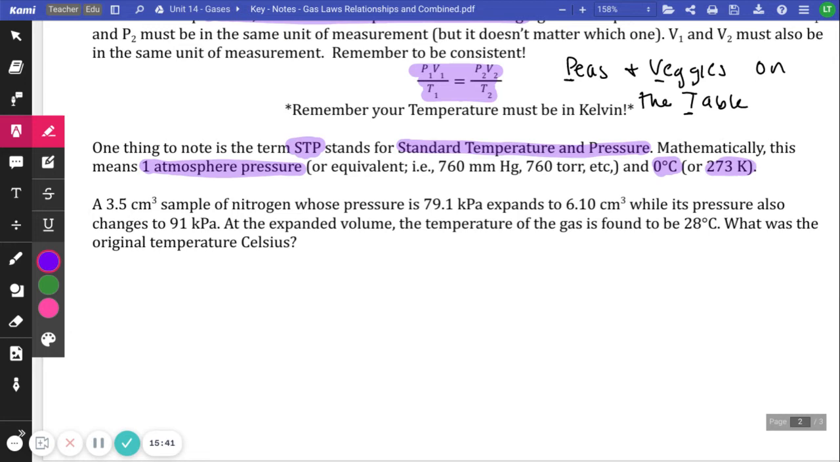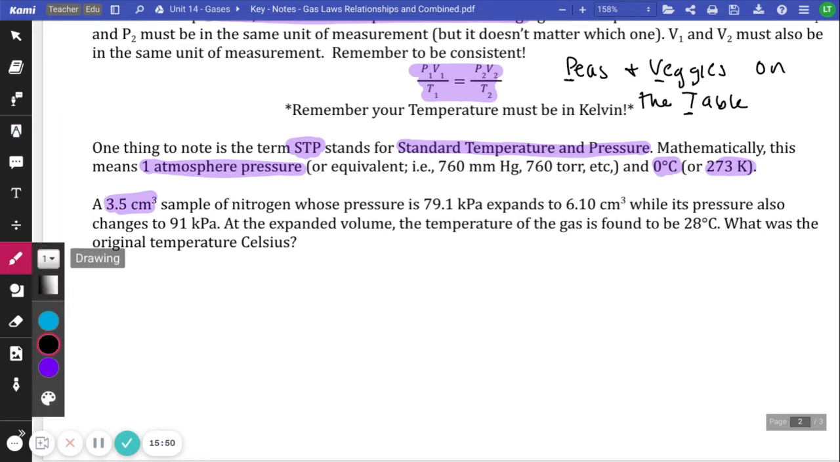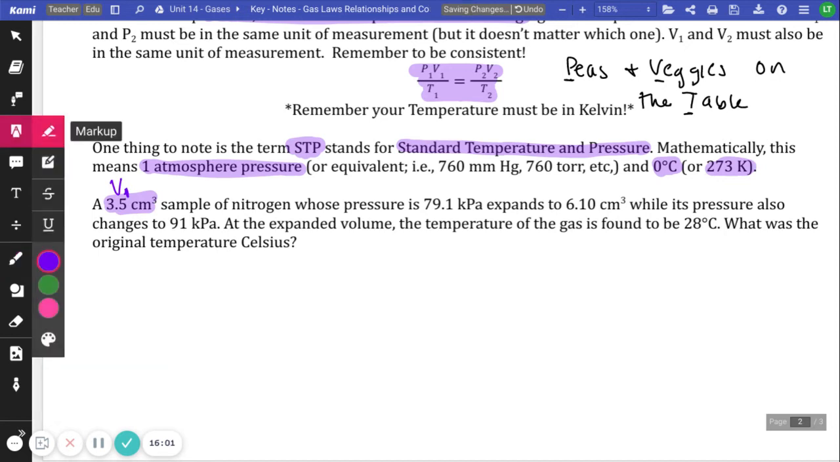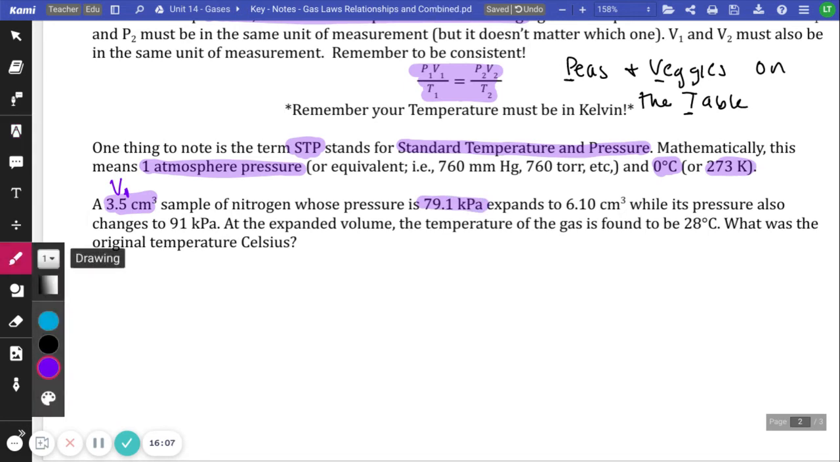So first thing we're going to do is go through and find all of our variables and label them. So we have a 3.5 centimeter cube sample. That centimeters cubed is a measure of volume. So that is going to be our V1. And if we keep reading, it says whose pressure is 79.1 kilopascals. So that goes with that volume sample, and so that is going to be our P1.